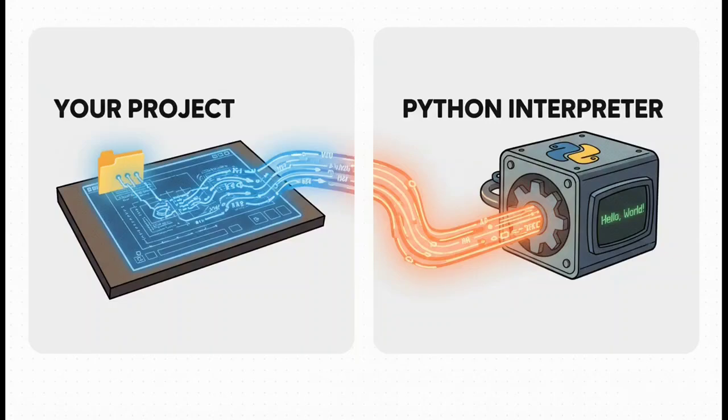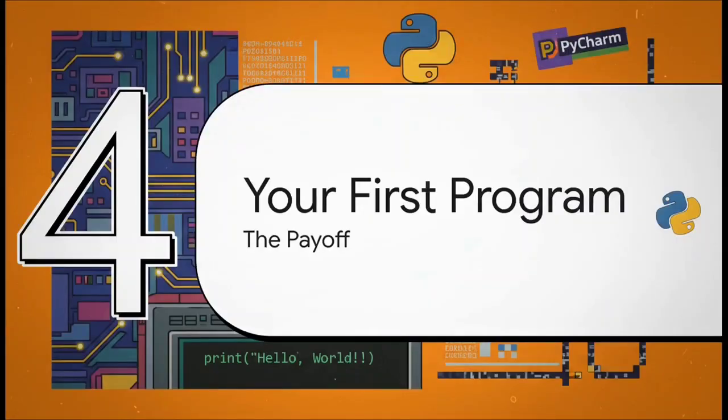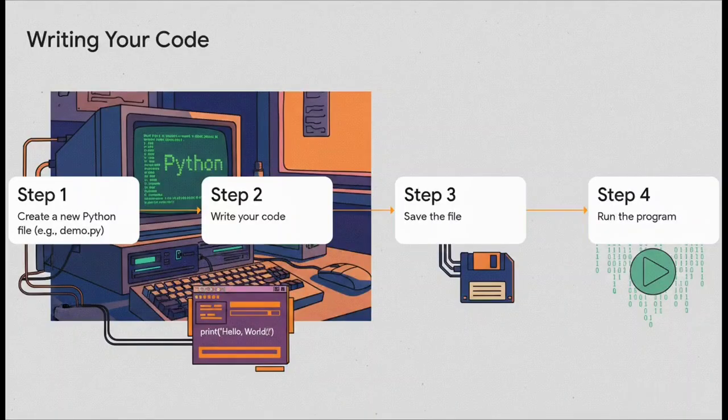It's perfect. Okay, this is it. Everything is installed, everything is connected. It is time for the best part, the payoff. Let's actually write and run our very first line of code. So inside your new PyCharm project, just right-click in the project window, go to New, and then select Python file. Give it a simple name, something like demo.py. That .py at the end is really important. It's how PyCharm knows it's a Python file.